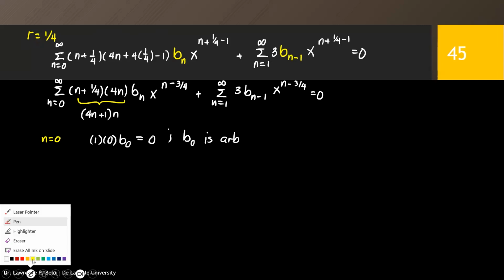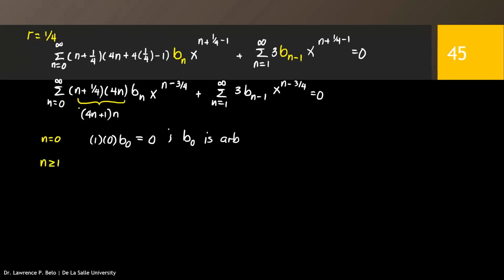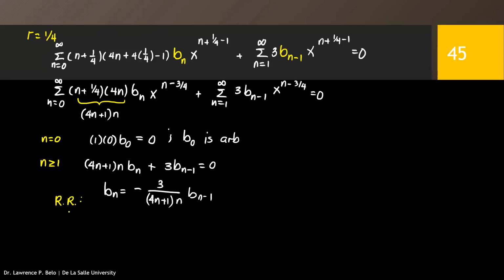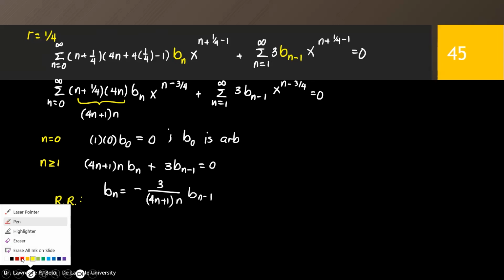And then when n is greater than or equal to 1, both summations will activate. So this one will then be 4n plus 1 n bn plus 3 bn minus 1 is 0, or b sub n is simply negative 3 over 4n plus 1 multiplied by n, b of n minus 1. So this now is what you call your recursive relation.